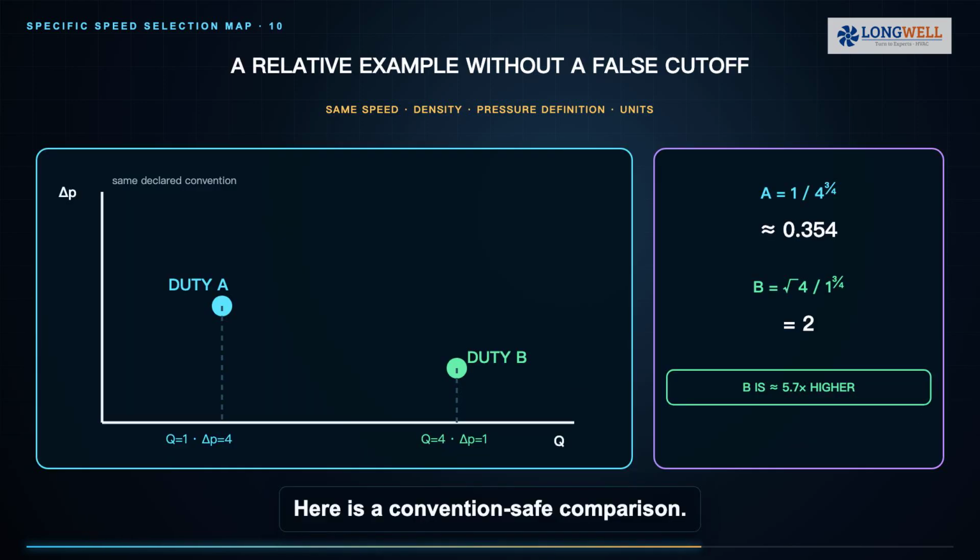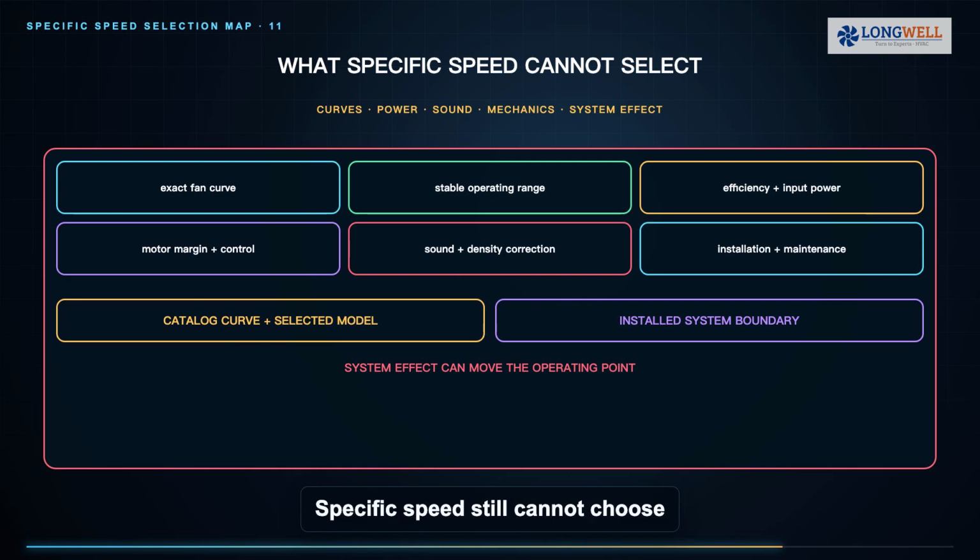Here is a convention-safe comparison. Hold speed, density, pressure definition, and units fixed. Duty A has relative flow 1 and relative pressure 4. Duty B has relative flow 4 and relative pressure 1. In n times square root of Q over pressure to the 3/4 power, A scores about 0.354 and B scores 2. B is therefore about 5.7 times higher on the same screening coordinate without inventing an absolute family cutoff. Specific speed still cannot choose the exact fan.